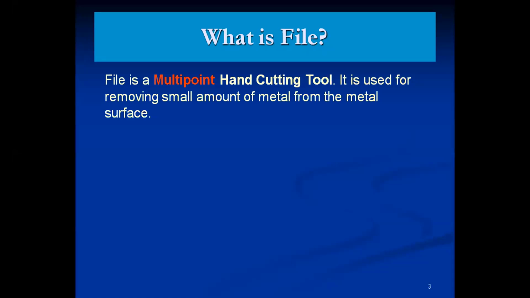We operate the file by hand, so that's why it's called a hand cutting tool. The files are used for removing a small amount of metal from the metal surface. So this is the definition of a file.